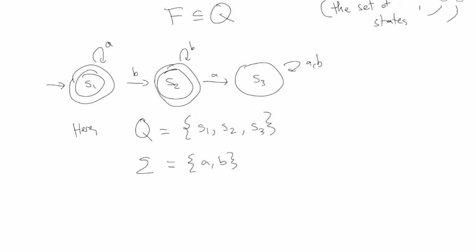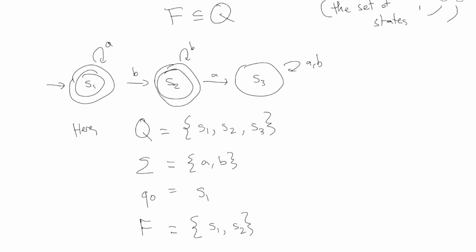The delta is a function which is more complicated. I will leave that to the end. The Q0 is the starting state. On the diagram, you can see that is S1. The F is the set of accepting states, which in this case is S1, comma S2. All right. So this is the formal description of the DFA so far.